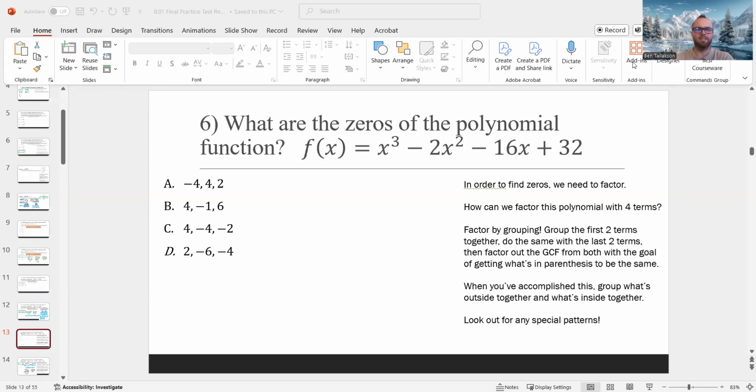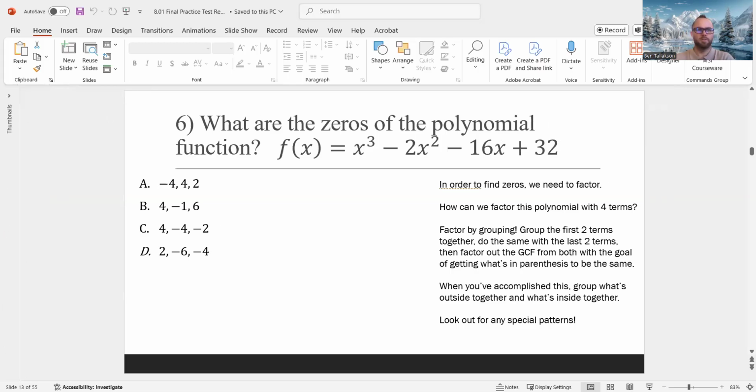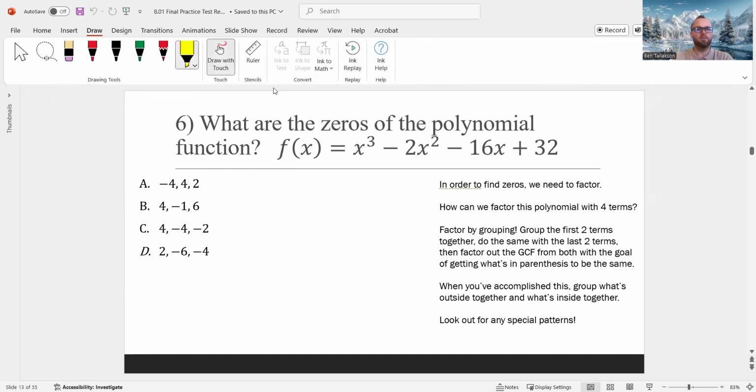What are the zeros of the polynomial function? Some helpful clues for you there to help you get started. Read through them. All right. So zeros are also known as roots, x-intercepts, or solutions. So make sure you're familiar with those terminologies.